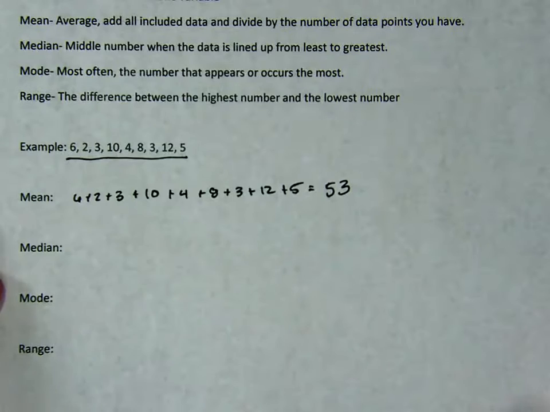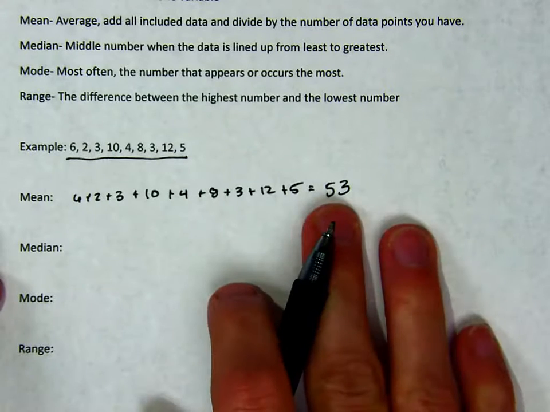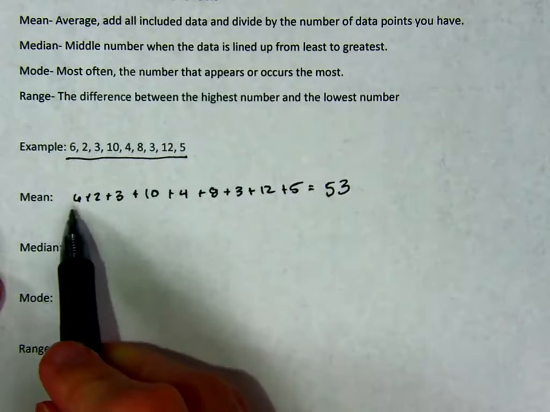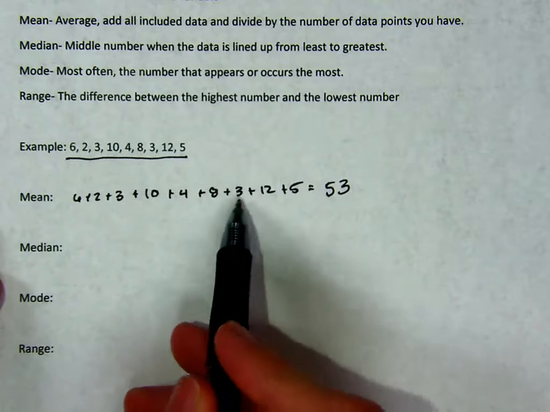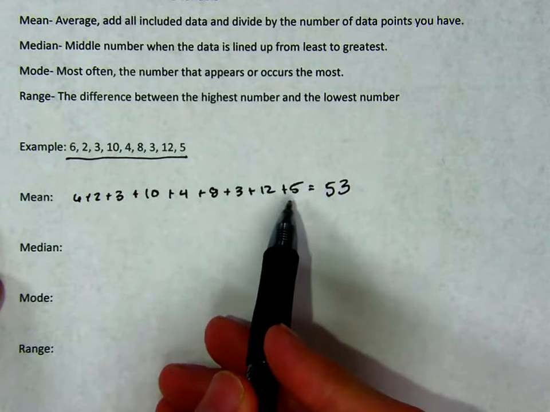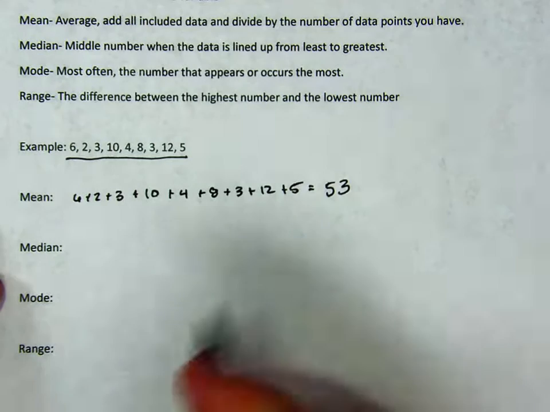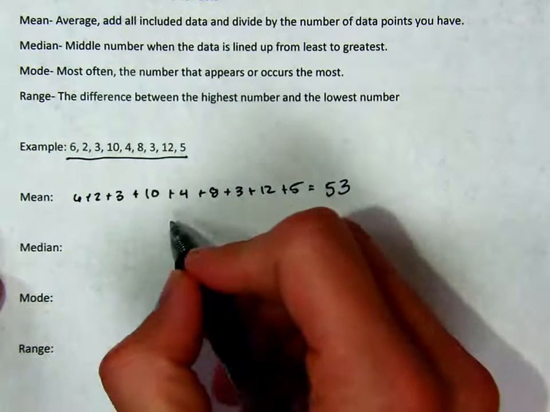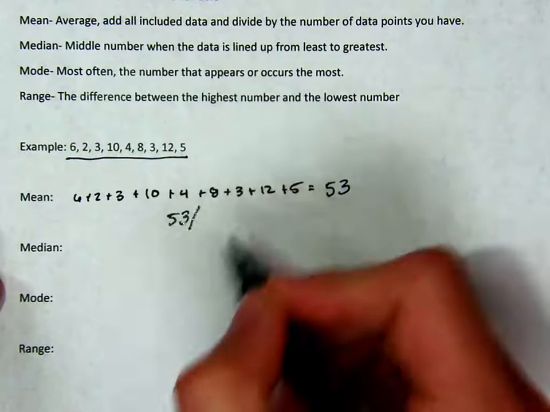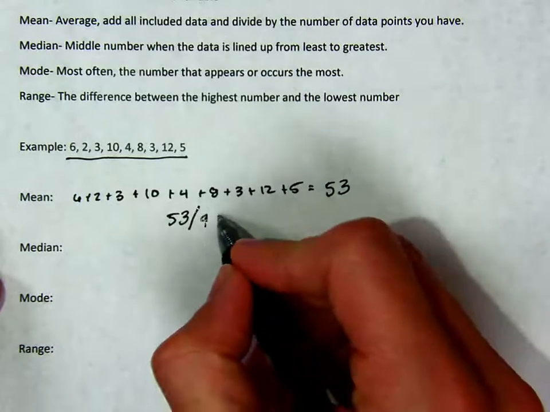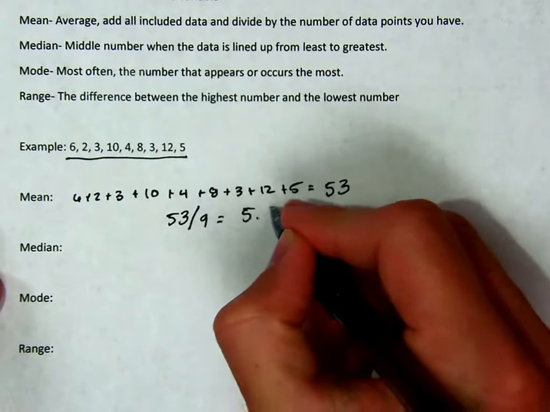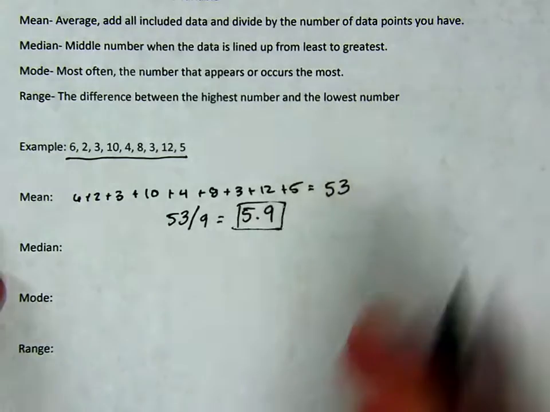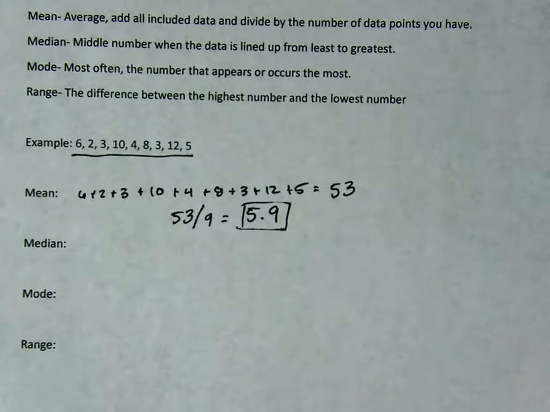Okay, so I'm going to take that total and divide by the number of values I have. I have 1, 2, 3, 4, 5, 6, 7, 8, 9 numbers, 9 values. So I'm going to divide that total by the number of values I have, and I'll get 5.9. Okay, that is my mean. My average number is almost 6 in that data.